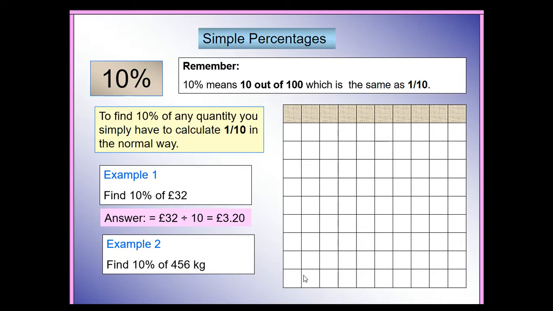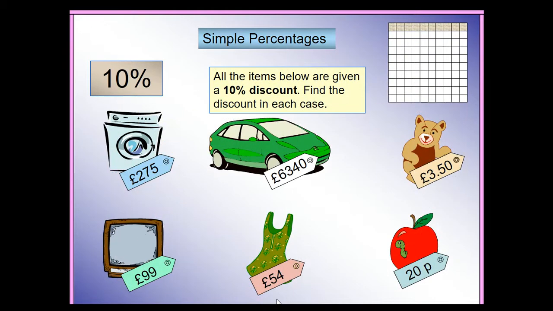Okay, and 10% of 456, there is no decimal point, so remember, start at the end of the number to the right of it and move in one position, and we get 45.6 kilograms. Remember to use units wherever possible. So let's try some of these mentally. What do you think 10% of that is? Move in a place, 2750.